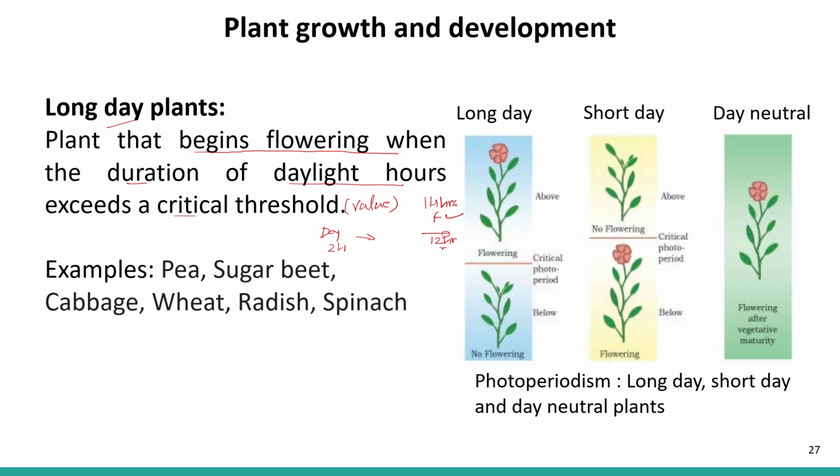But if the photoperiod is less than 12, suppose they are given 12 hours of daylight, then it won't flower. So again, long day plants flower when the duration of the daylight exceeds the critical threshold. In this figure, you can see the critical photoperiod. You can also say critical threshold or critical value. If the day length is more than the critical photoperiod, then only it will flower, otherwise it will not. Examples of long day plants are pea, sugar beet, cabbage, wheat, radish and spinach.